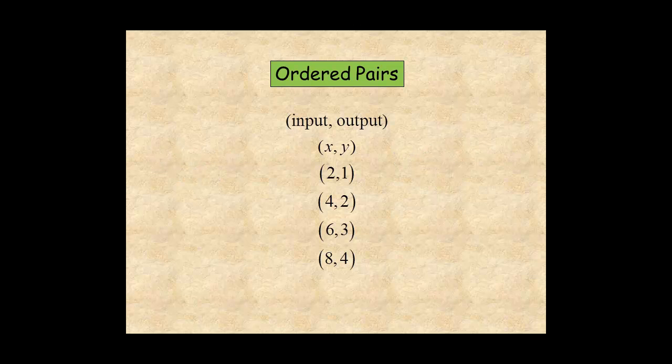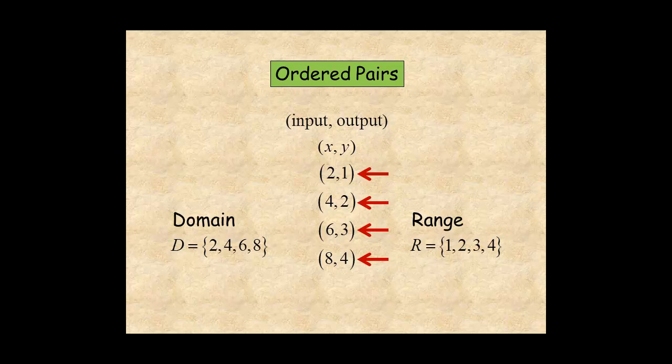The set of all input x values is the domain of the relation, and the set of all output y values is the range of the relation. Given any relation, you need to be able to identify its domain and range.